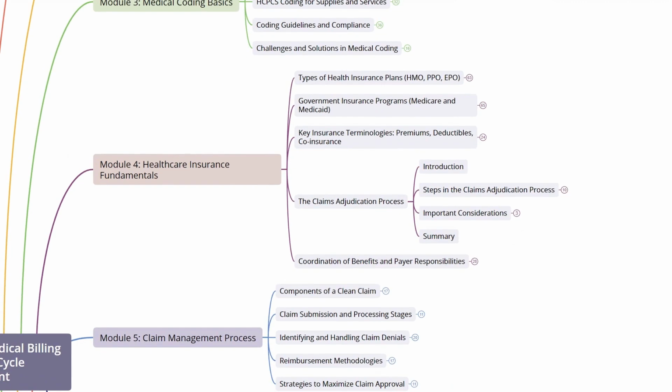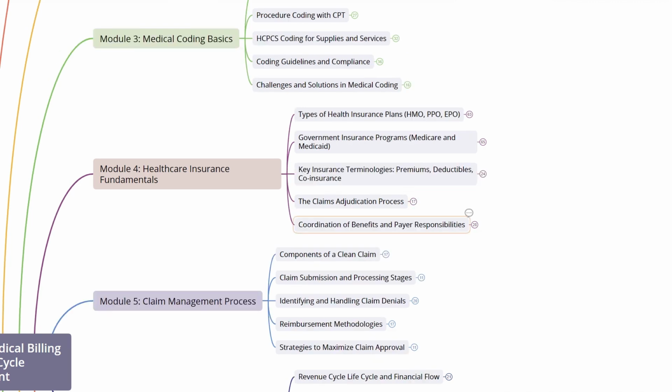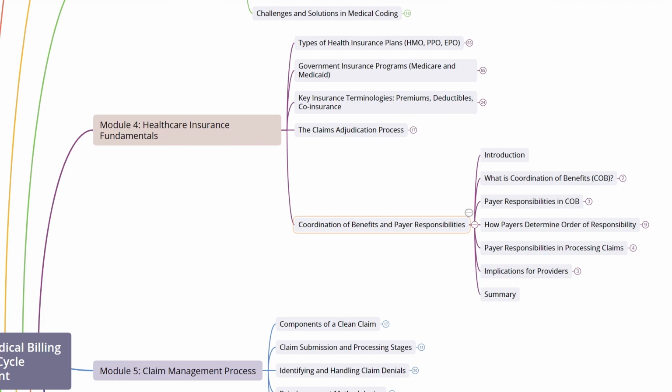Next, the claims adjudication process. This process involves several steps from claim submission to review, adjustments, and payments. Understanding how payers evaluate medical necessity, coverage limits, and coding accuracy helps in preempting rejections and streamlining workflows. Next, coordination of benefits and payer responsibilities.